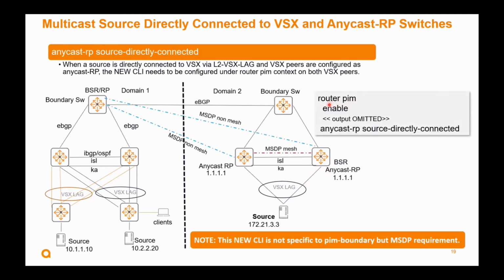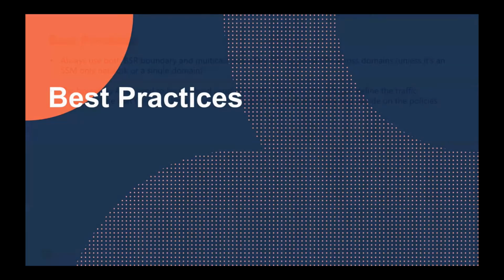And here under router PIM, you enable Anycast RP source directly connected. Now, please note, this is not specific to PIM boundary, but it's more for MSDP requirements, okay? Because the source is known by both and you have the Anycast rendezvous running. So this is one of those commands that was added in 10.10 to support sources directly connected to VSX nodes that are running Anycast rendezvous points.